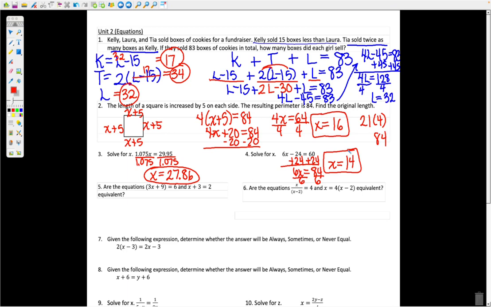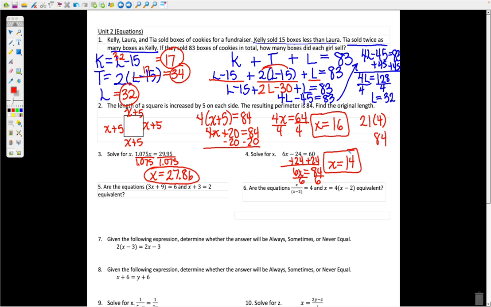However, the first one just says, are these equivalent? So the answer is going to be yes or no. Got it? Are they equivalent? Yes. How do you know? Because, solve them out. It shows you. Okay, that works. You can solve and then see.